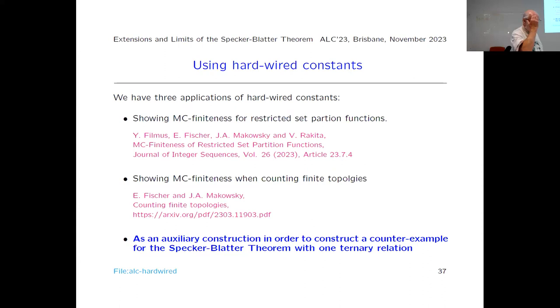Now, why is this interesting? Because it turns out that these R-Bell numbers have some important applications. So then we tried to find many, many examples in the literature where this can be used. And we just published a few months ago a paper with Joel Filmus, Eldar and Rakita, MC finiteness of restrictive set partition functions, which you can look up. It gives an impressive collection of applications which were studied in the literature before. I like generalizations, but I don't like generalization in the empty space. So when I do something, I want to show that sufficiently many special cases actually have been noticed before.